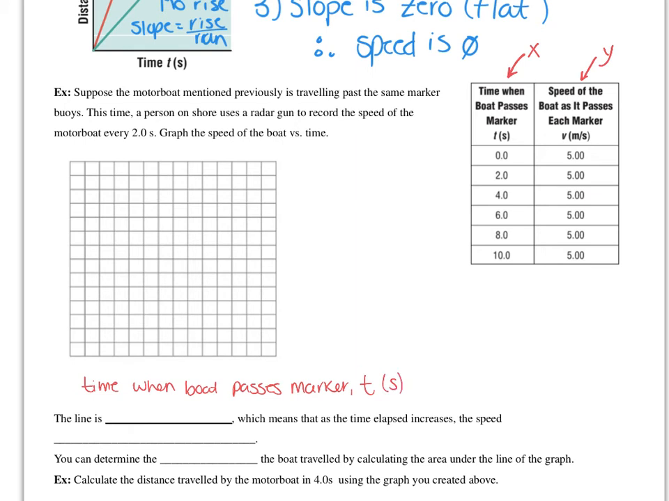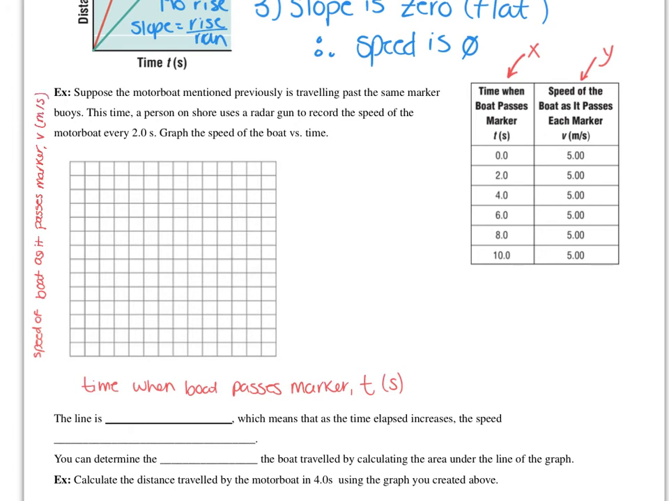And then making sure you leave room for your scale here. Speed of the boat as it passes marker, and that is speed, v, in meters per second.